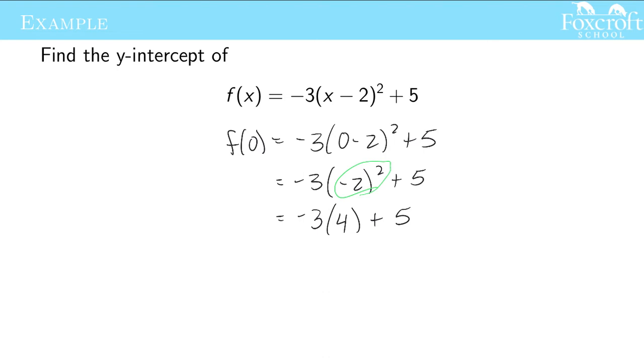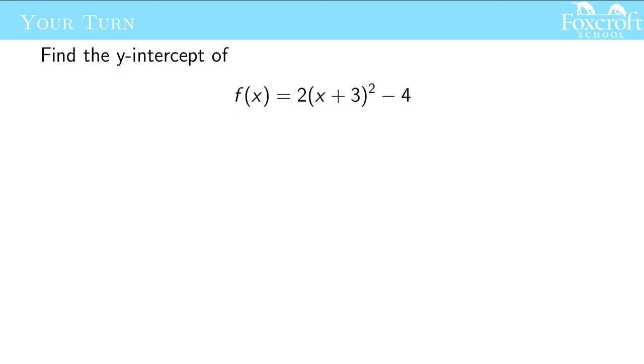And now I can do multiplication. Negative 3 times 4 is negative 12. And then I only have one thing left, the addition. Negative 12 plus 5 is negative 7. So that's our final answer, negative 7. The only difference here, still the same setup, just plugging in 0. But you have to be a lot more careful with your order of operations when you start in vertex form versus standard form.